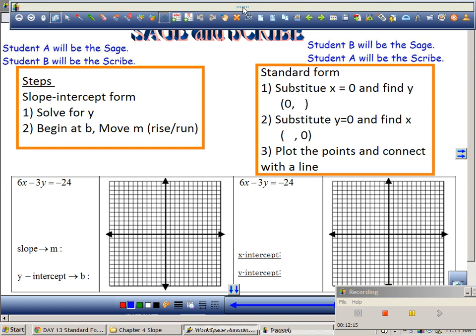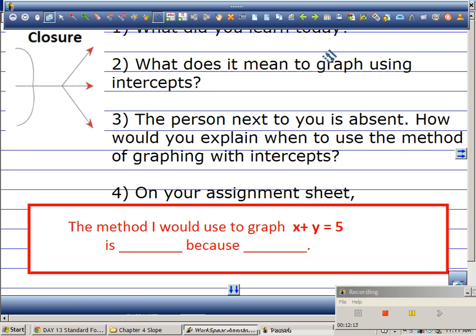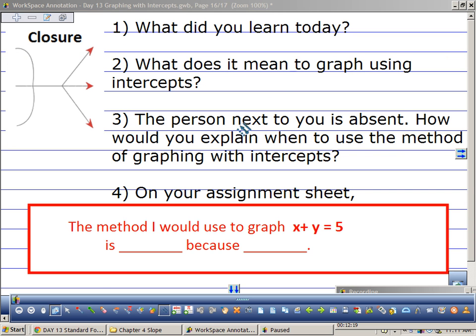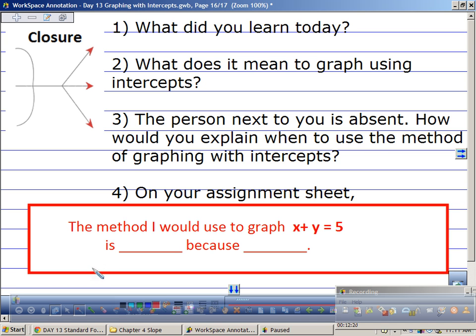Okay, I'm going to skip over this one to our closure. What did you learn today? We learned standard form. Thank you. What does it mean to graph using intercept? How do I graph using intercept? Jesse, what am I finding when I'm finding intercept?